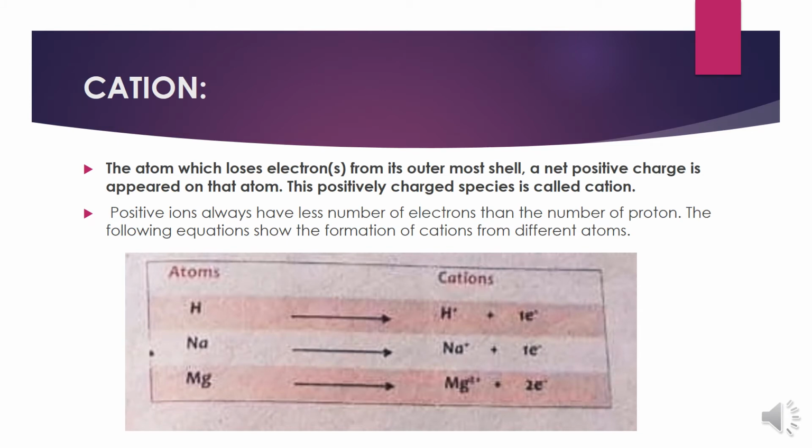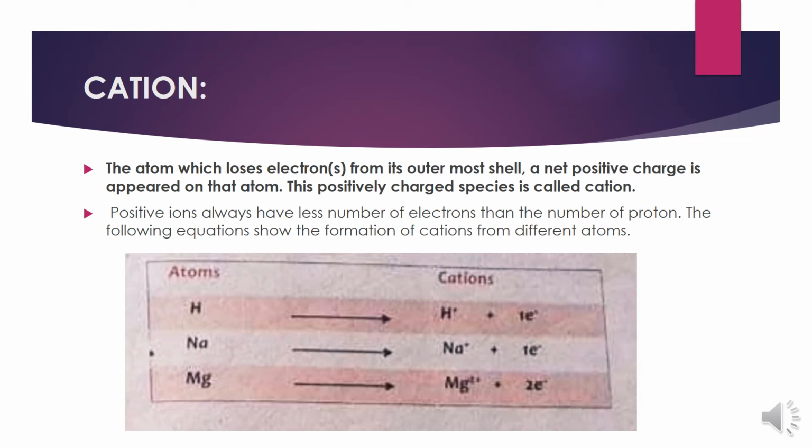Now what is a cation? The atom which loses electrons from its outermost shell, a net positive charge appears on that atom. Why a net positive charge? Because the electron is gone, so protons are more than electrons, so the net charge will be positive. This positively charged species is called a cation. Positive ions always have fewer electrons than protons. Clear? The number of electrons is less than the protons, that's why the net charge is positive.